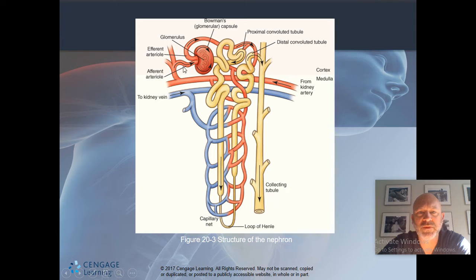Or Bowman's capsule. So what's going on in here is this is a network of capillaries. So the blood is spinning around and around and around in this circular network of capillaries. As the blood is spinning around in there, all the waste products of the blood are being removed from the blood and being caught by this Bowman's capsule here. So all the things that were in the blood are coming out and draining into this area.